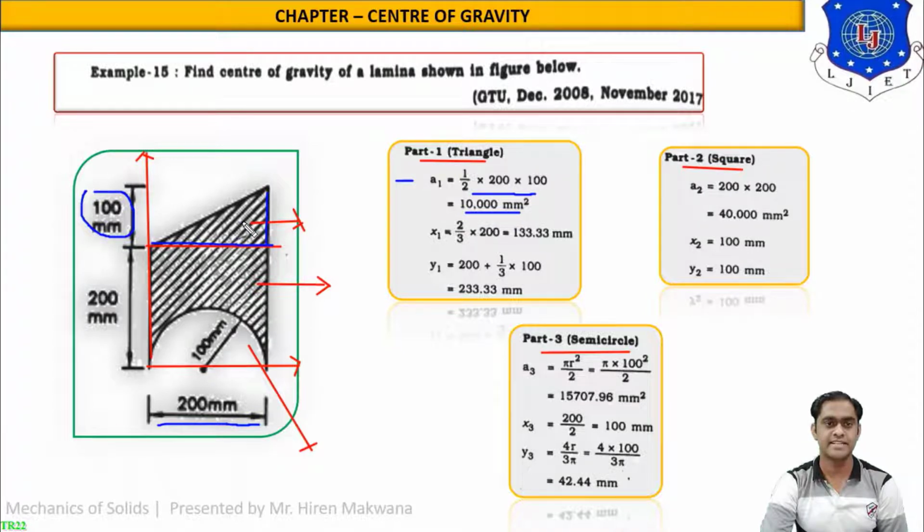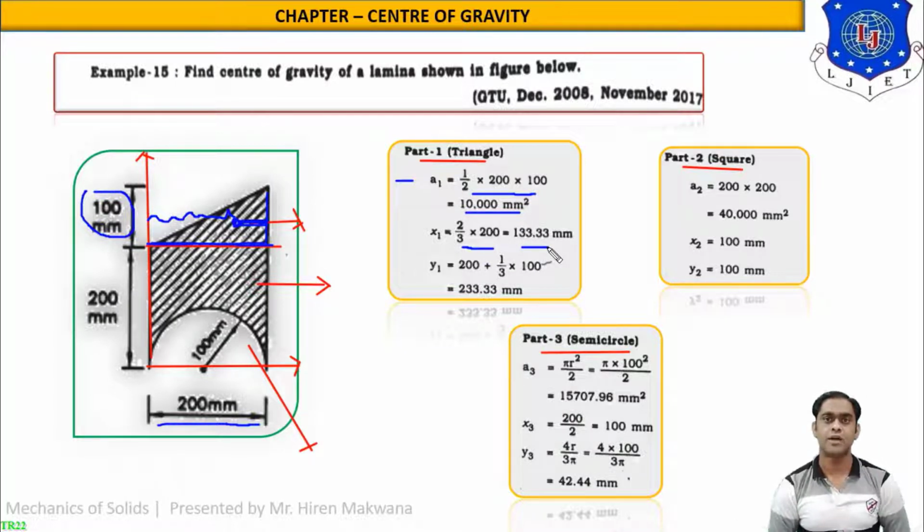Now what is the CG? The CG of the triangle is somewhere over here. From the base, the CG of the triangle is at h by 3. You must know that from the y-axis, this distance will be 2 times height by 3. From here it is height by 3, and from here it is 2 times height by 3. Now this is the height, height means 200. So 2/3 of 200 will be 133.33 mm.